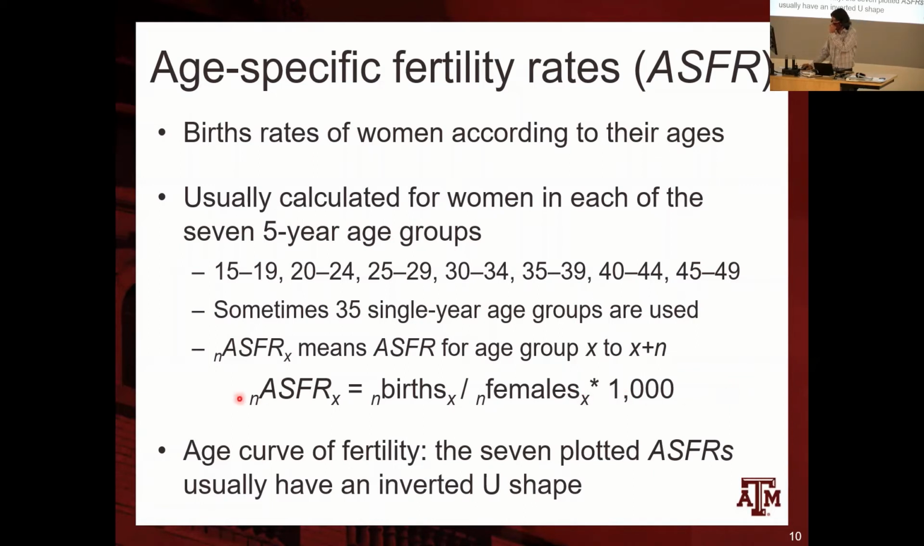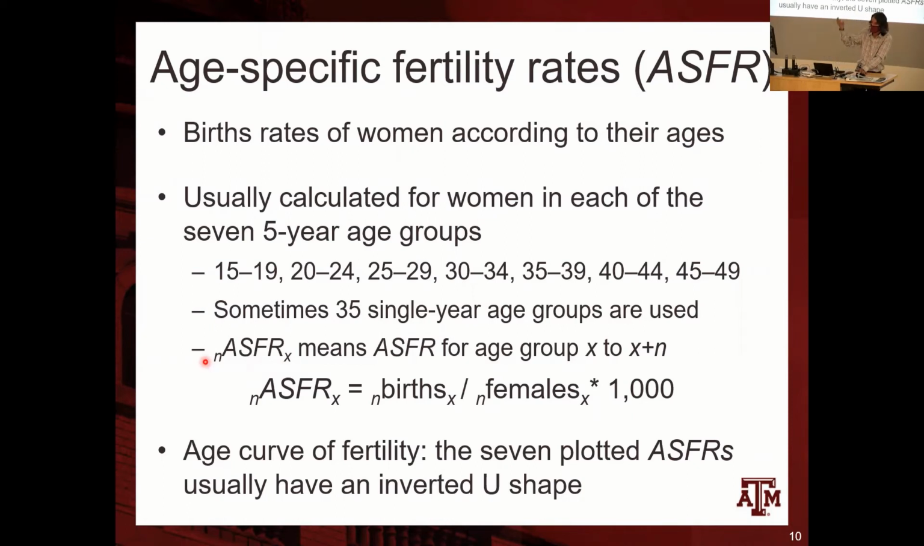How do you calculate that? For each one of the age groups, you get the number of births that happen to women in that specific age group and divide by the overall number of women in that specific age group. And this notation here is standard in demography, ASFR x,n. So what does it mean? In this case, for 15 to 19, how would we write the ASFR? It would be ASFR 15, 5. So we would go from 15 to 19, including 15.